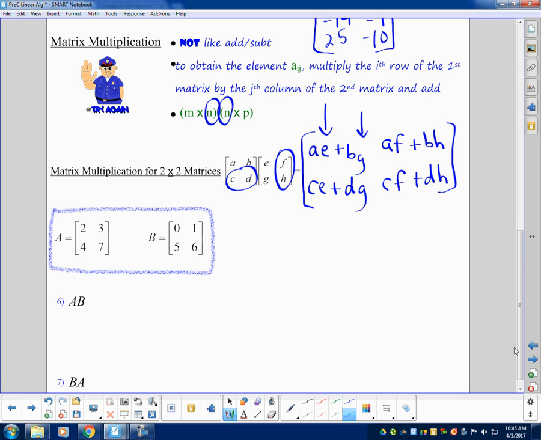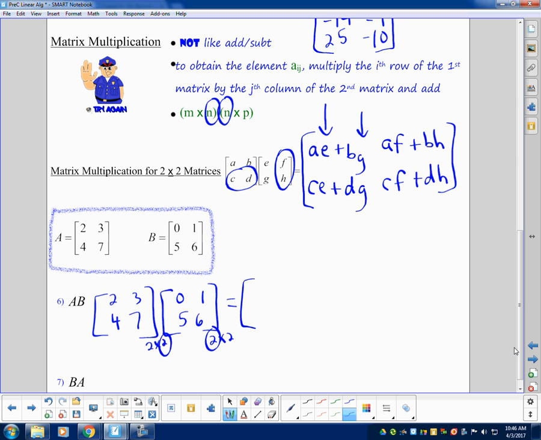So if I have matrix A times B, here's what it would look like. Matrix A times B is 2, 3, 4, 7 times 0, 1, 5, 6. I'm going to write on here, this is 2 by 2 and 2 by 2. The first thing we should ask is, does the column of the first matrix match the row of the second matrix? In other words, are those inner terms of the order equal? If they are, then you can multiply. If they are not, you cannot multiply these matrices.